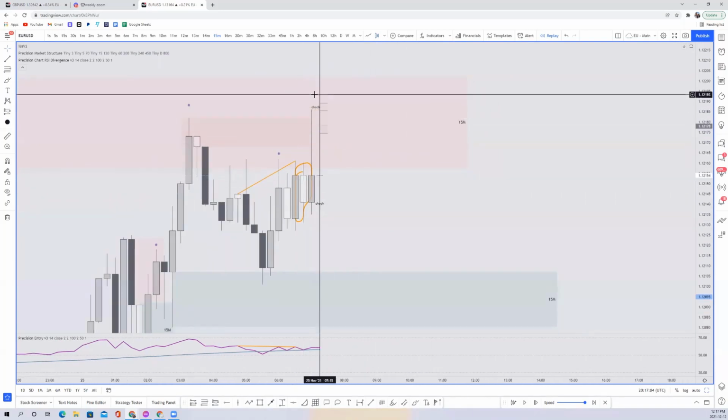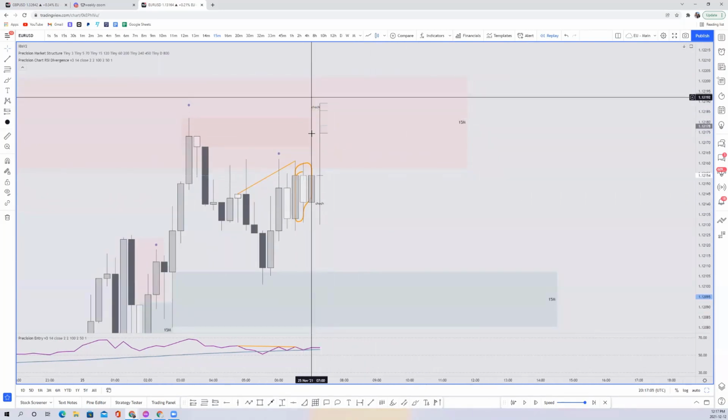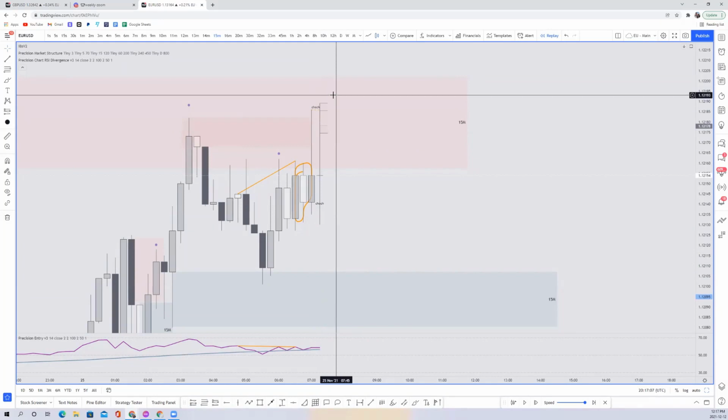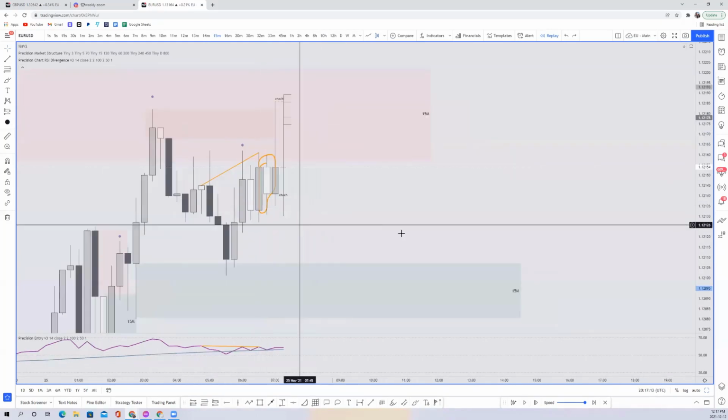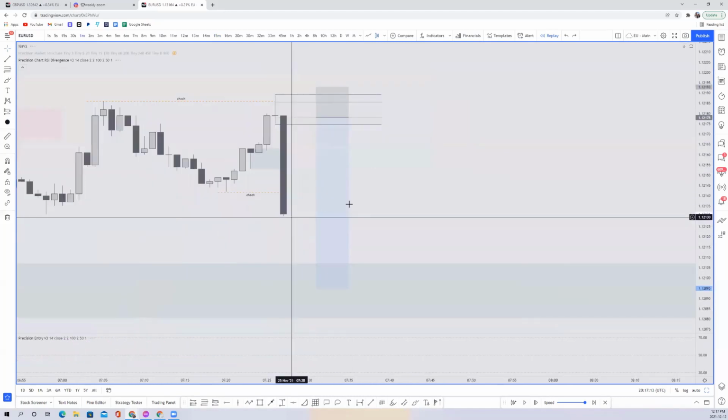The next thing we get is another reach up a little higher, which is telling me that maybe the market wants to go higher. But at the same time here, the market is also reaching lower.